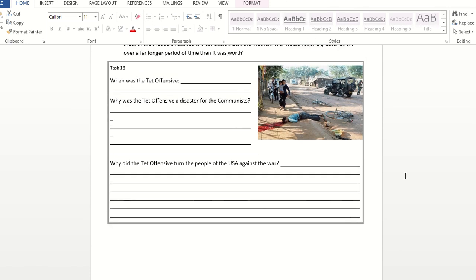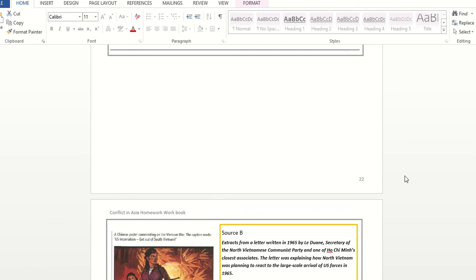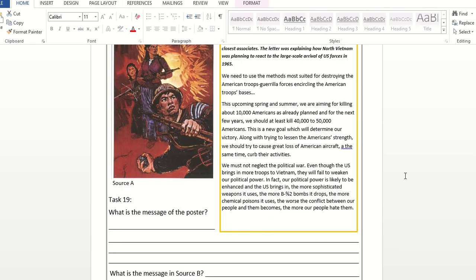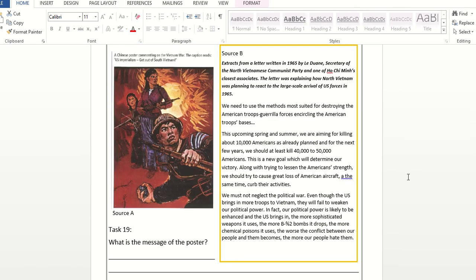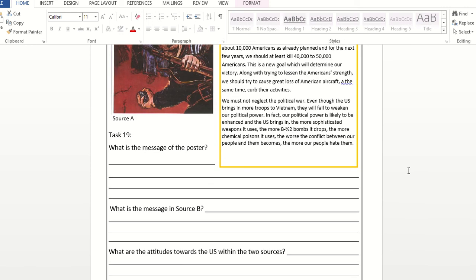Have a go at Task 18. And finally, Task 19 is based off a new style of exam question that requires two sources. We'll look at this in more depth and look at the technique needed in another episode. But for now, we're going to practice using the sources. Have a go at the questions.